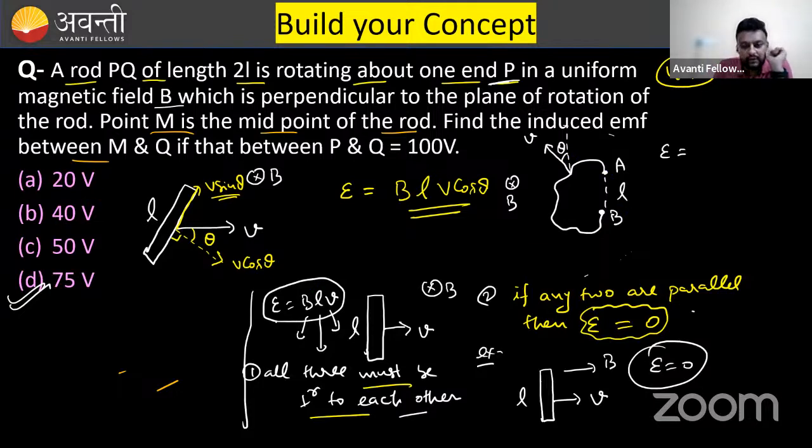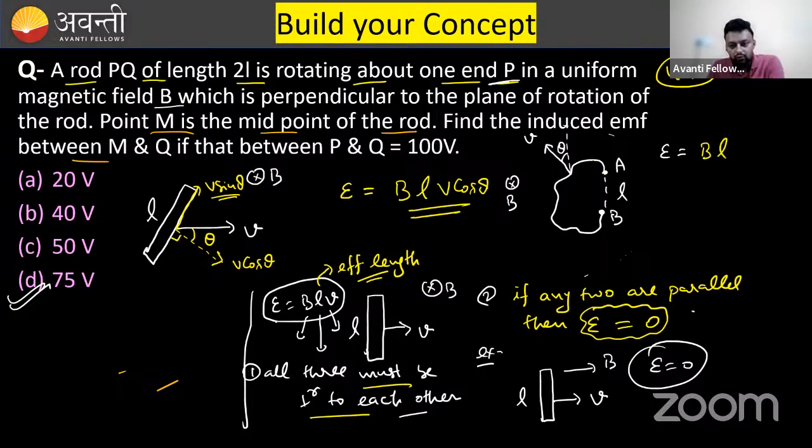Now, in this expression BLV, another punchline that you should remember: L is the effective length. What is the meaning of effective length? I hope you have seen in magnetic force on a current carrying conductor, the IDL cross B or IL cross B term. What is effective length? The length joining the initial point to the final point is the effective length. So this is going to be the effective length.